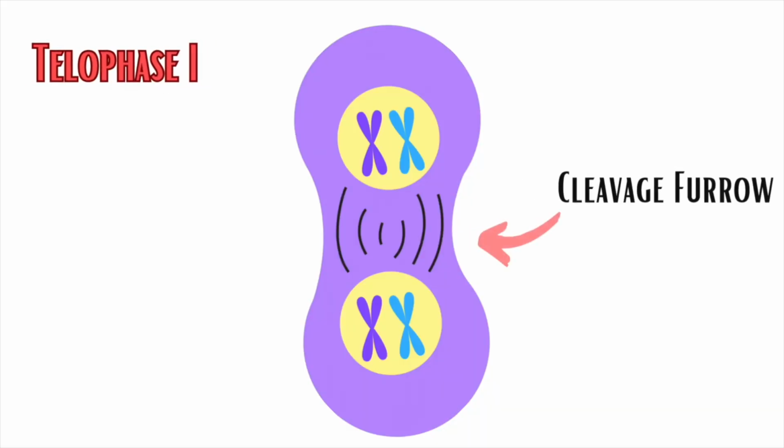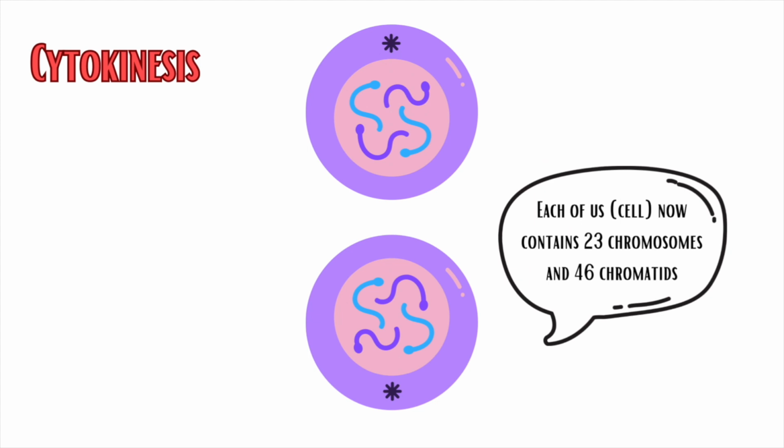In telophase 1, a cleavage furrow is formed. With the cleavage furrow, we now have a little indent in the middle, which begins the separation of these two brand new cells. The separation of the cytoplasm of these cells is called cytokinesis. And congratulations, we have now made it through meiosis 1.